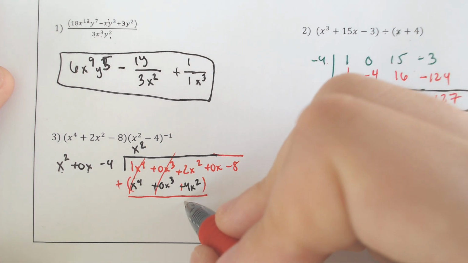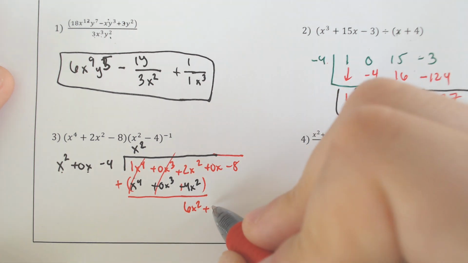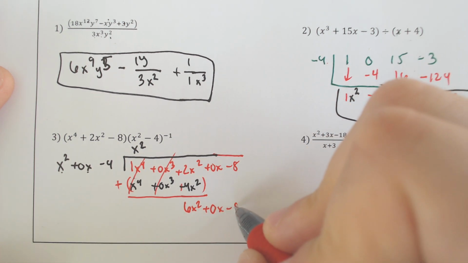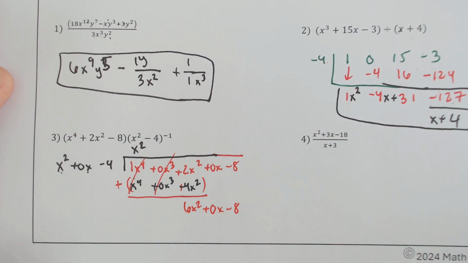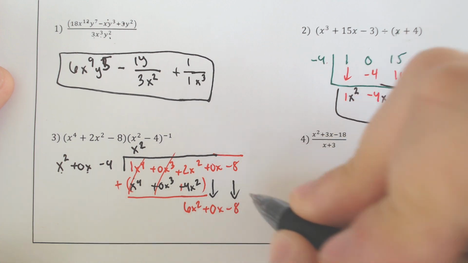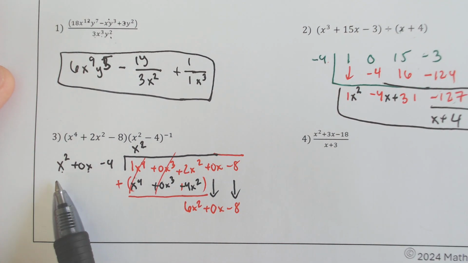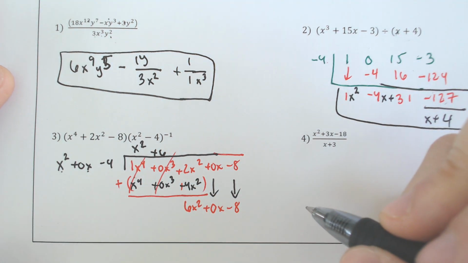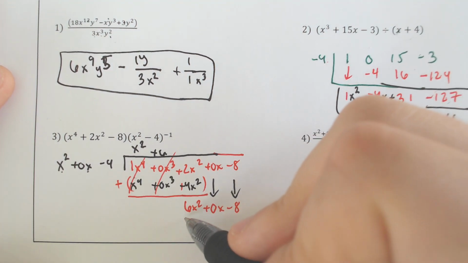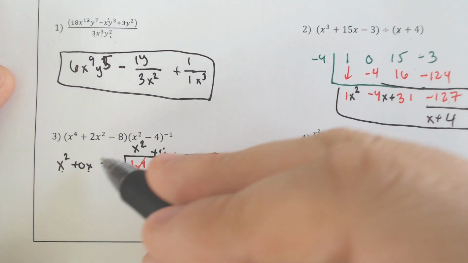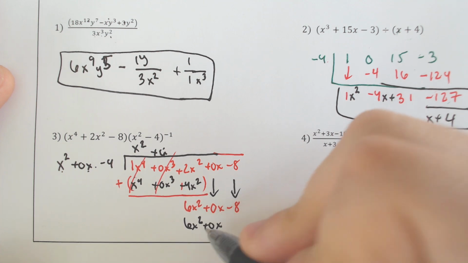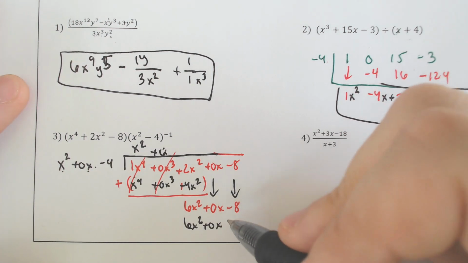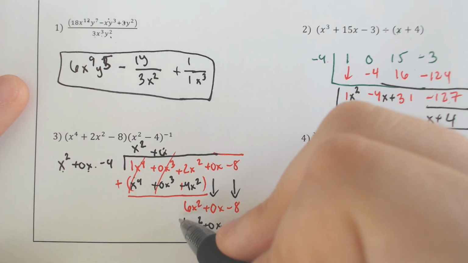2 and 4 make 6x squared. Bring down your next term, which is 0x, and I'm going to go ahead and bring down the 8 because it looked lonely. All right, so I brought down both of those. Now we start the process over again. X squared times what makes 6x squared? That would be a positive 6. 6 times all three terms makes 6x squared. Then 6 times 0 is 0x. And 6 times negative 4 makes negative 24.